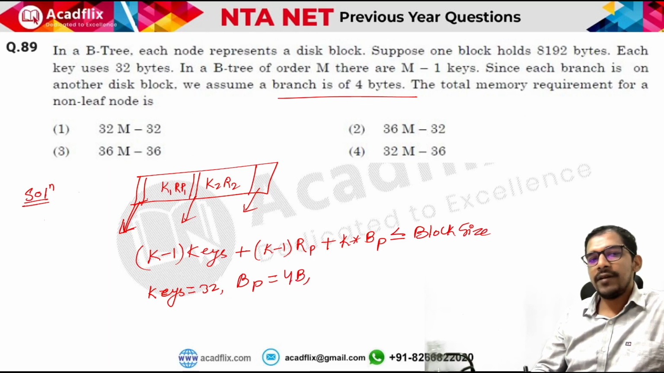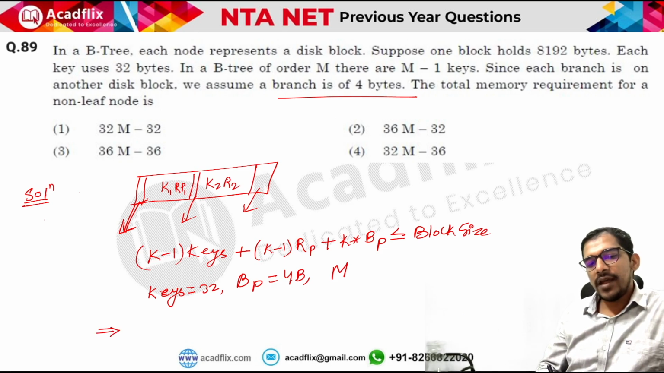The total memory requirement for a non-leaf node, meaning an internal node. So they are asking about the internal node. You are given that the order is m, right? If the order is m, there will be m minus 1 keys. Now you will see that the record pointer size is not given. So we'll take the record pointer size equal to 0.